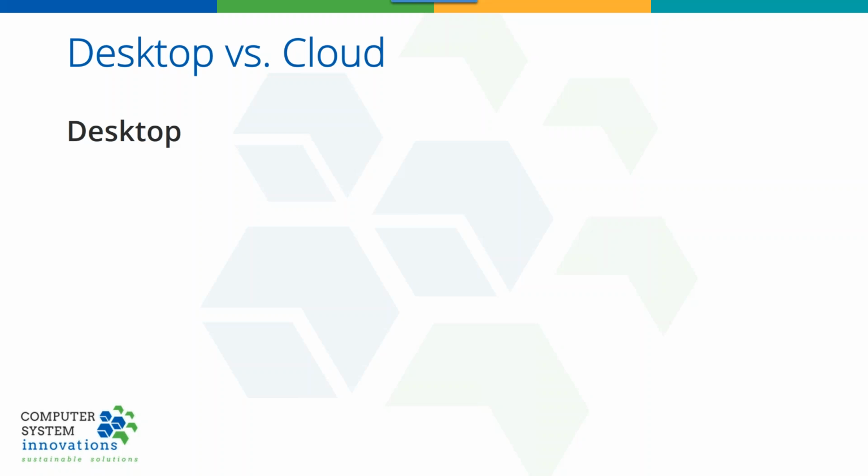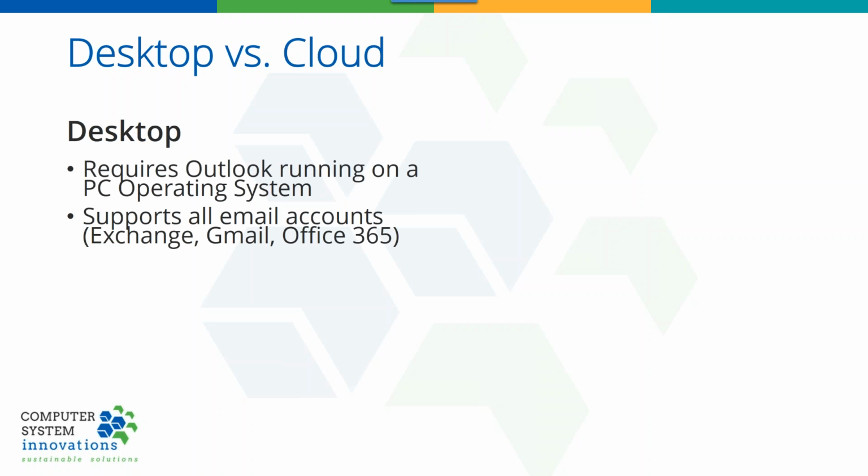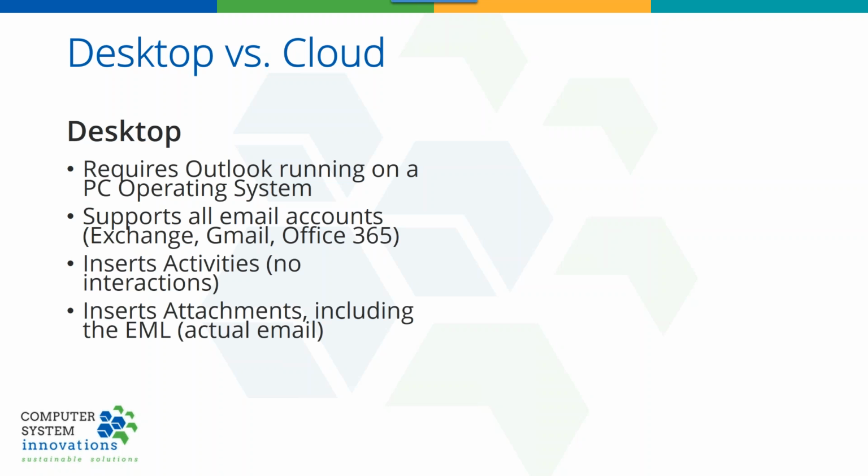So I want to talk real briefly about the difference between desktop and cloud, because they are two very different products. Desktop does require Microsoft Outlook running on a PC, a Windows operating system, if you will. It supports all email accounts, as long as you're using Outlook. So I can point my Outlook to Exchange, I can point it to Gmail, or I can use Office 365. It only inserts activities at this time, no interactions.